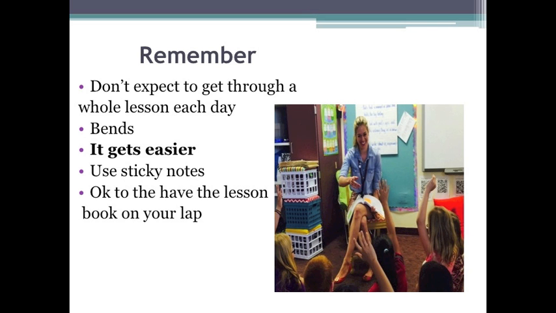There are a few things the pilot teachers have found. Please don't expect to get through a whole lesson each day. And please remember the bends don't always match the number of days for the lesson. Don't worry, it gets easier after you have taught, and most often while you are actually teaching the lesson. Use sticky notes to get to lessons quickly, and it's okay to have the lesson book on your lap and read from it.